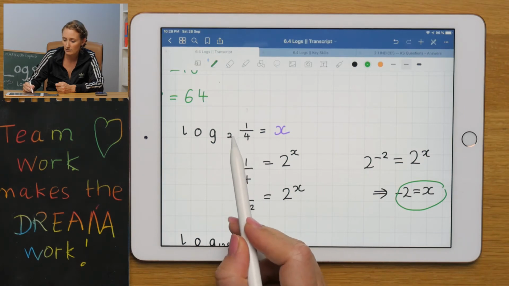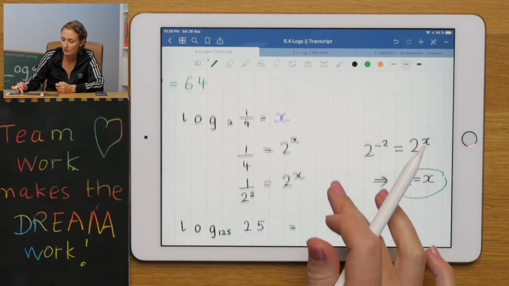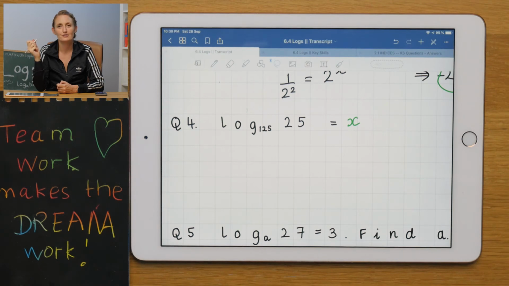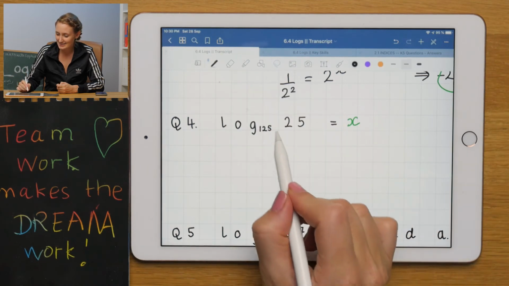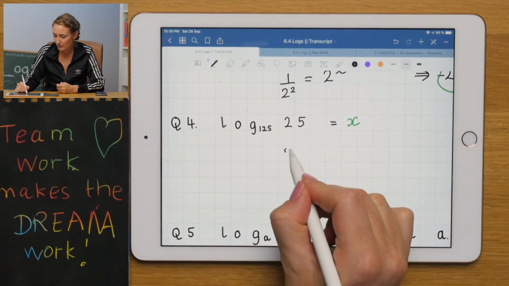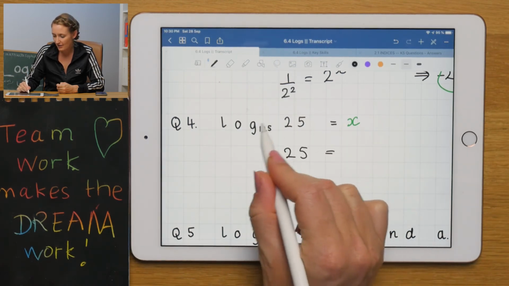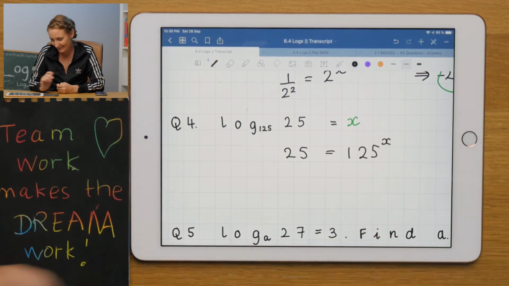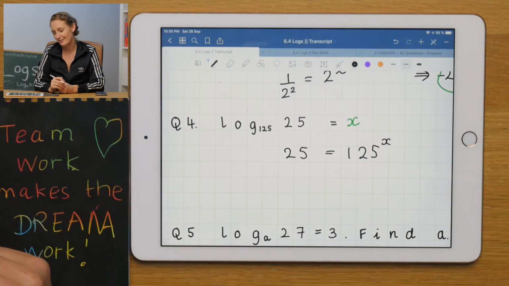So 2 to the power of -2 is a quarter. That's the question you need to always ask yourself: which power of 2 would give me the answer of a quarter? We're going to use the same method with the uppercut. Someone in my crew just stopped me and told me it's not uppercut, it's uppercut. We're going to use exactly that same method here. So the 25 is going to stay where it is, and the 125 is going to uppercut and punch the x up into the air.